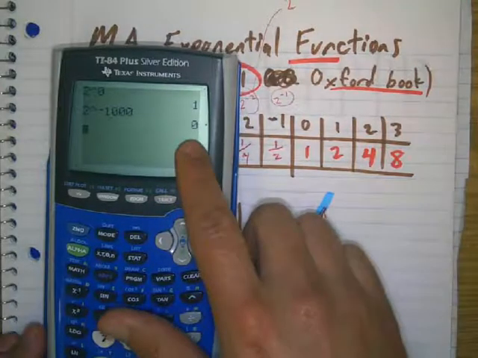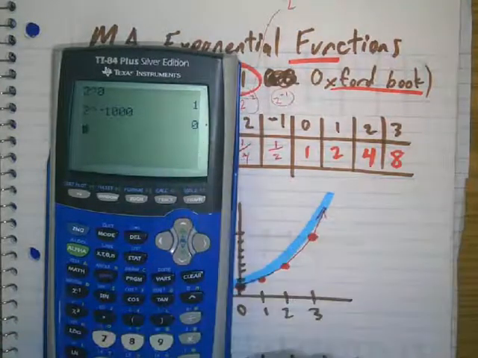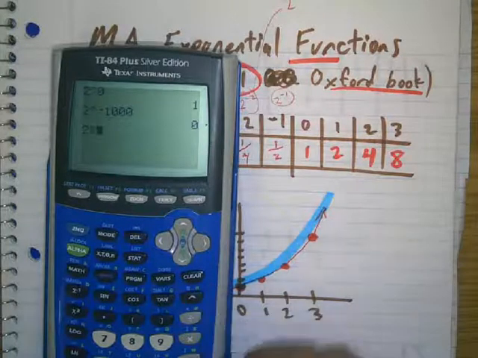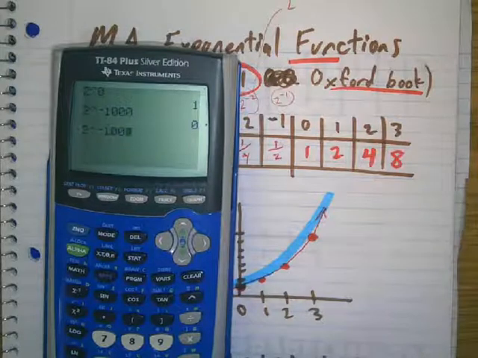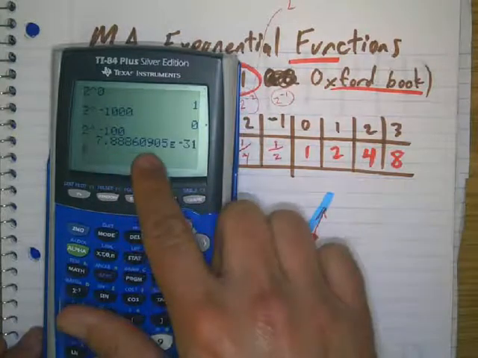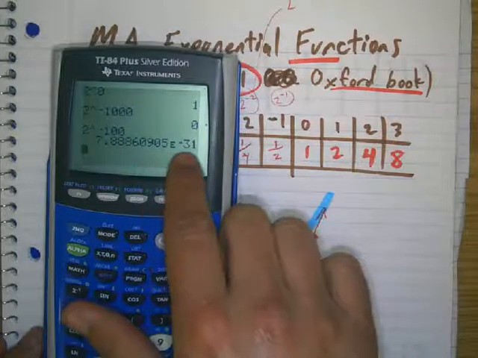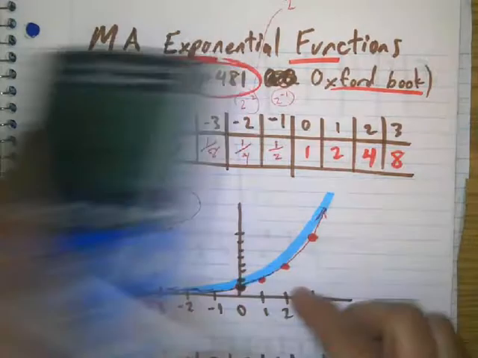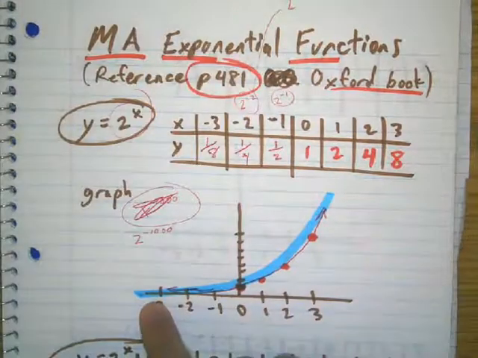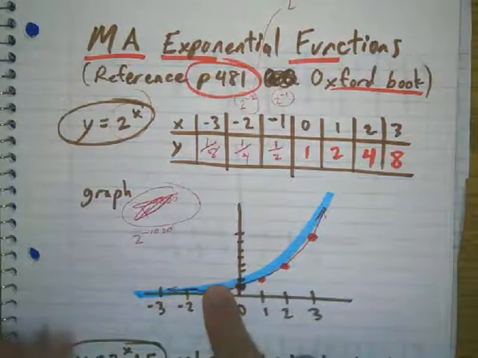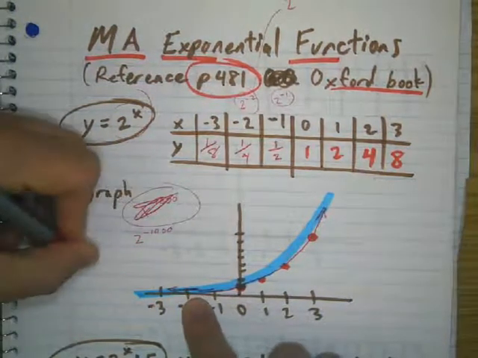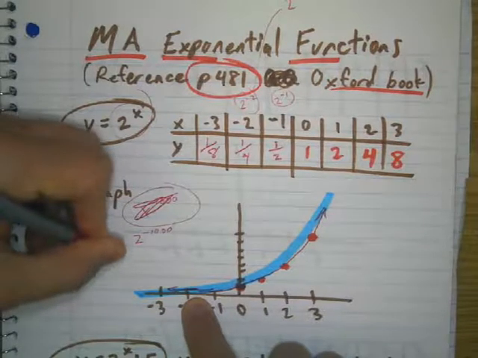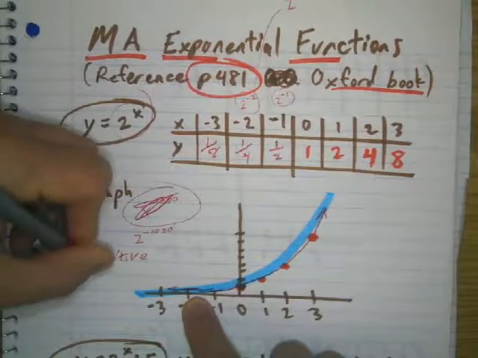Okay, well, it's so small that the calculator says 0. So let's say 2 to the negative 100. Okay, this is such a tiny number. This says there's 31 zeros before the 7. Anyways, what I'm saying is when you graph an exponential graph, this is always going to be positive answers. Okay?